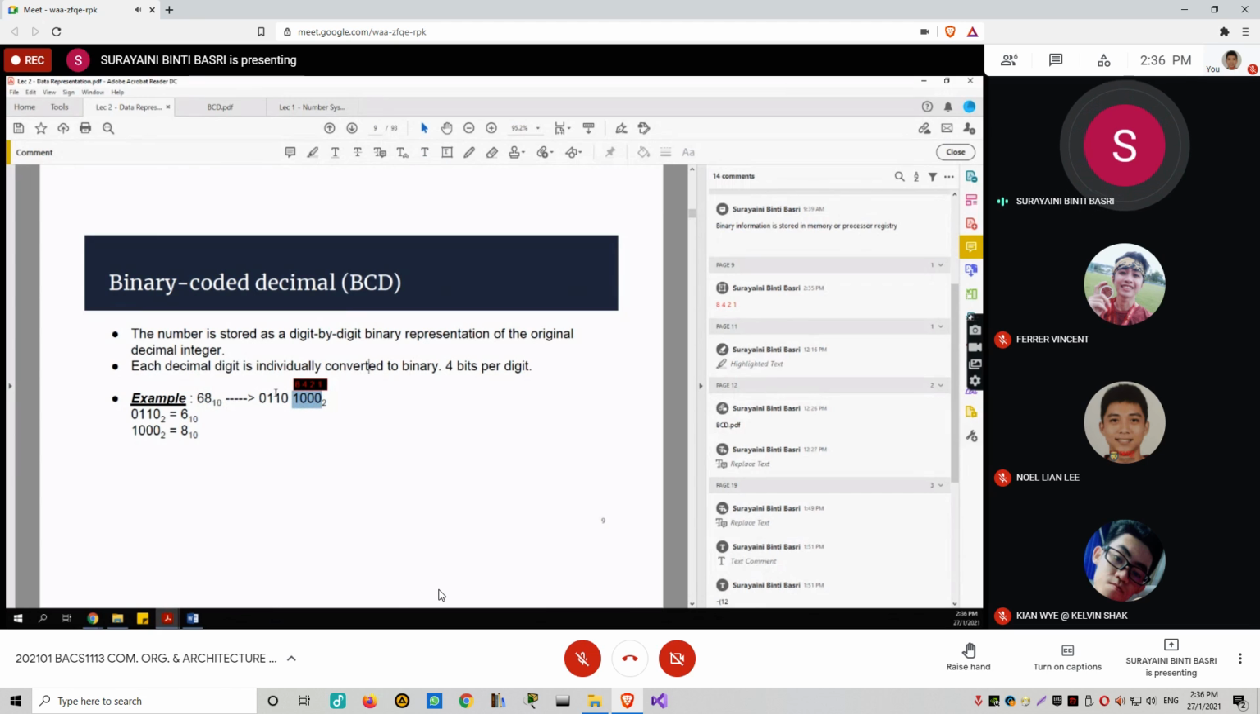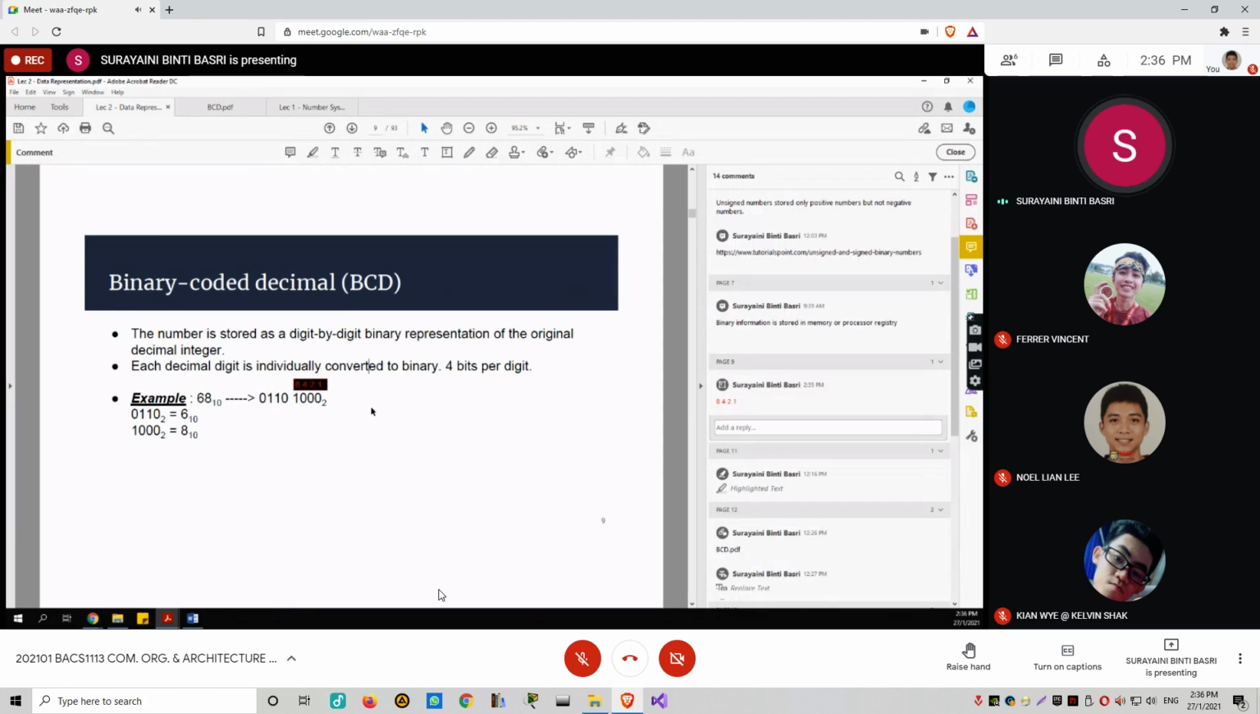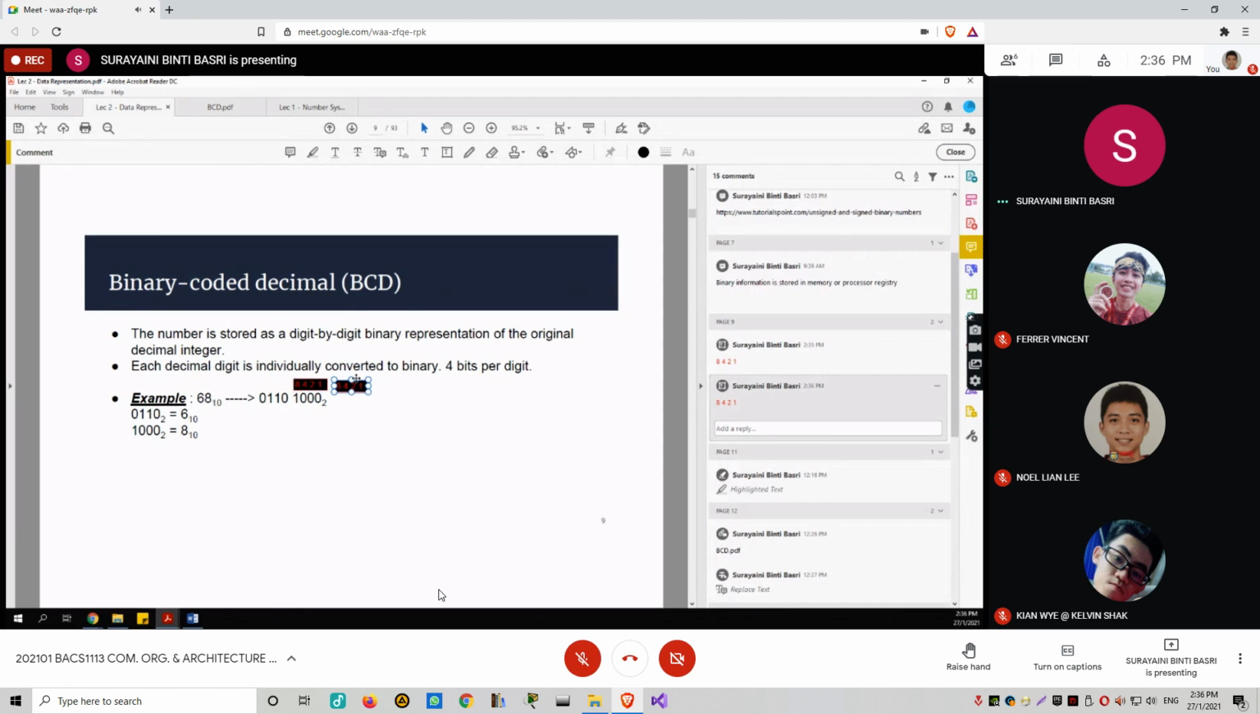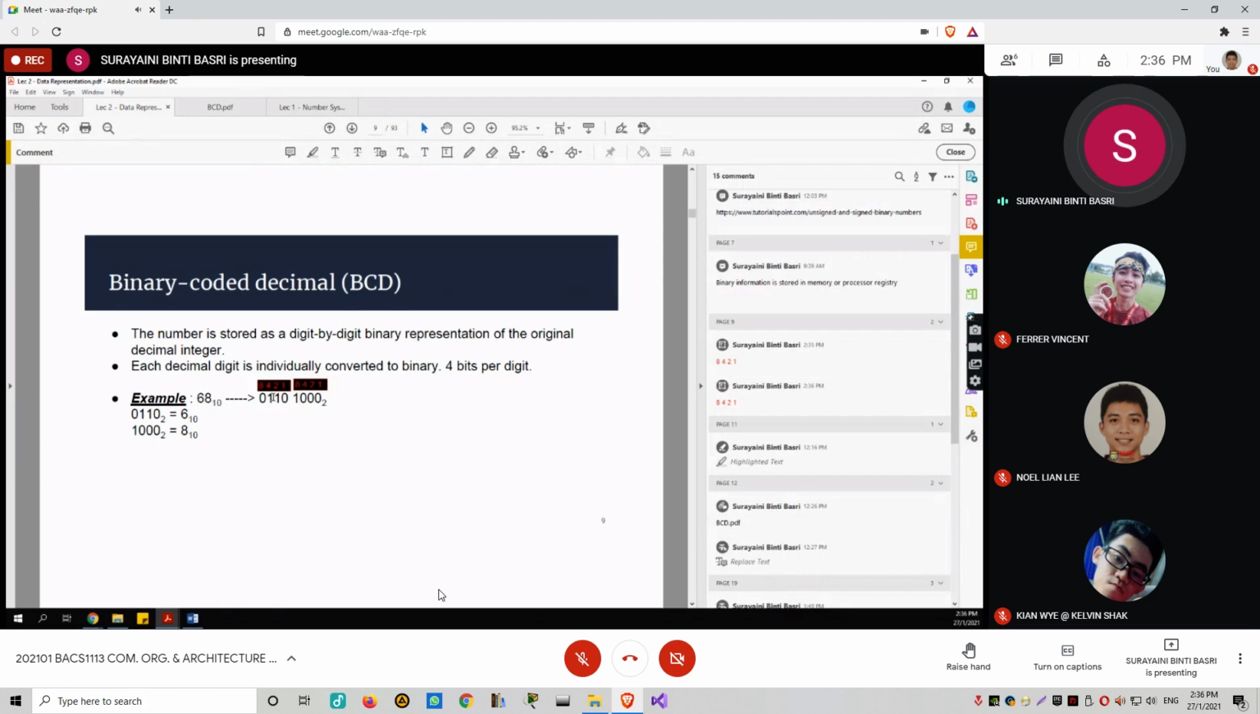So that's why the binary representation for 8 is 1000. Okay, so similar here for 6. 1 multiply 4 is 4, and then 1 multiply 2 is 2. So we didn't calculate 0 because of course it will result in 0, right? So 4 plus 2 will equal to 6. So that's why 6 is 0110.